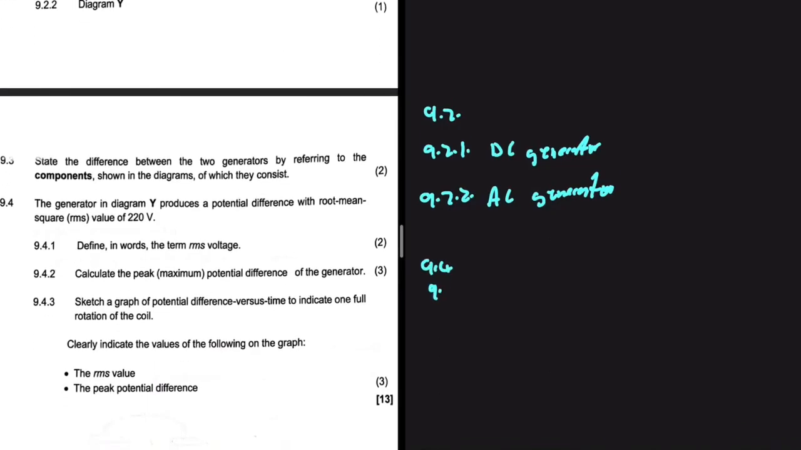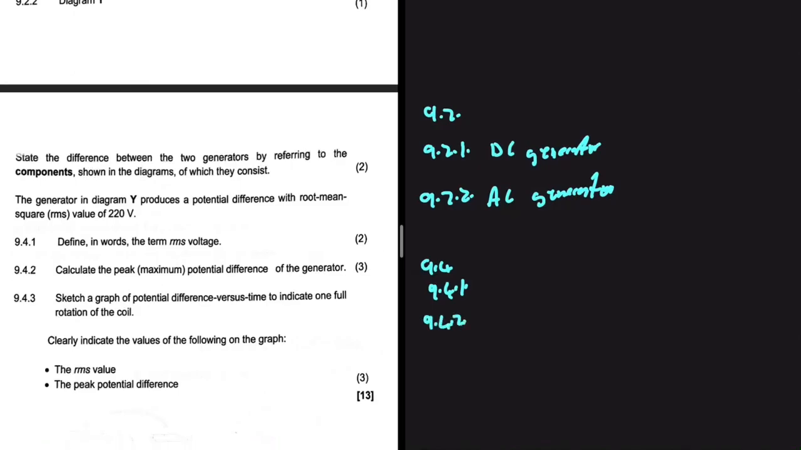9.4. 9.4.1. The generator in diagram Y produces a potential difference with a root mean square value of 220 volts. 9.4.1, define in words the term RMS voltage. The AC potential difference which dissipates the same amount of energy as an equivalent DC potential difference. That is RMS voltage.